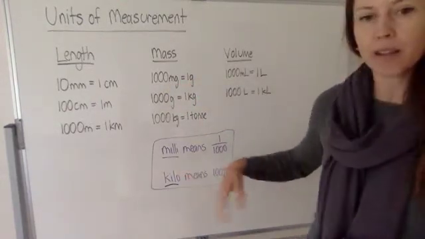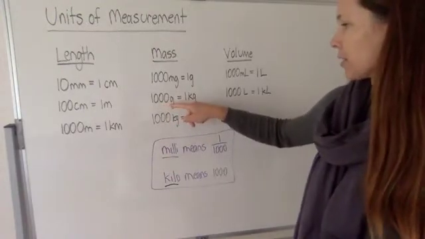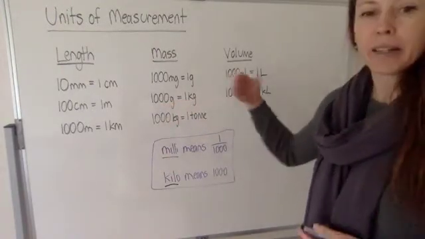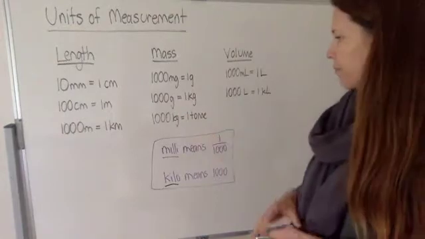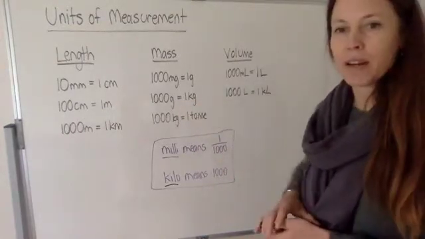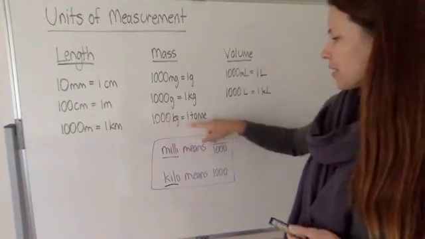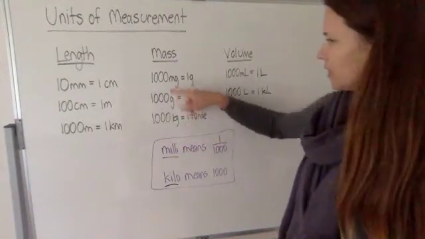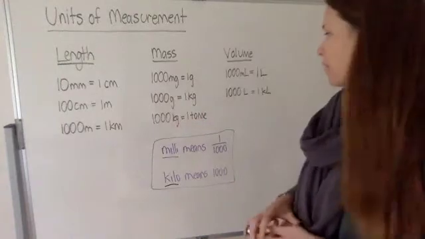Whereas kilo, that's a whole lot. So if you've got 1,000 grams, that is 1 kilogram. So a kilogram is a big thing. It's 1,000 of something, and here it's 1,000 grams. 1,000 kilograms is a ton. So all of these conversions involve 1,000.